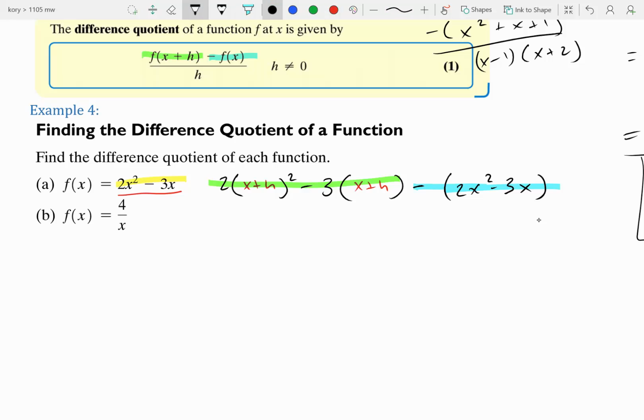And then that's all over h. Alright, now you just simplify. You're going to be able to simplify this quite a lot. It's going to be pretty cool.